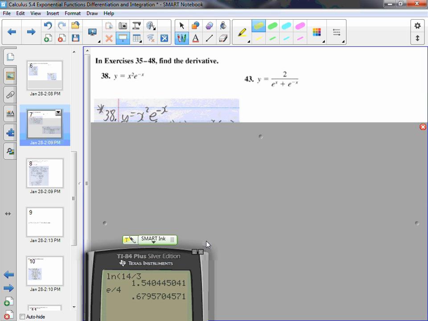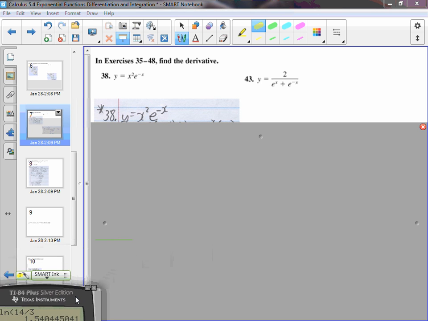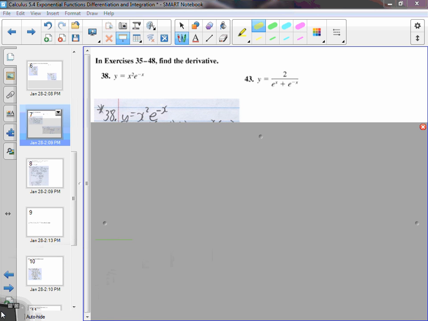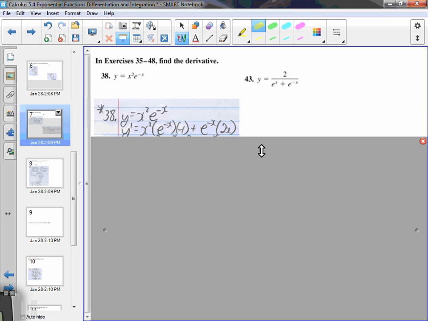Number 38. They want us to find the derivative. We have y equals x squared e to the negative x. Well, that's x squared times e to the negative x. This is a product rule problem. So, the product rule says that the derivative equals the first function, x squared, times the derivative of the second.